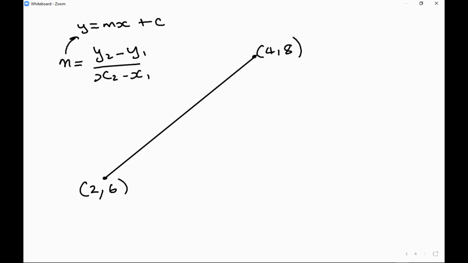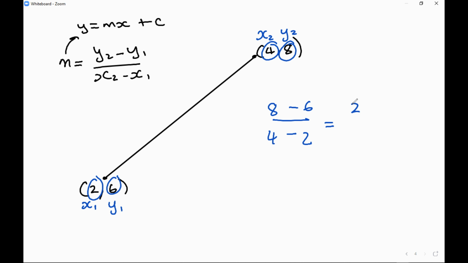All right, go ahead, type your answers in. I'll give you a second. If you've got your answers already, well done. All right, let's go through this one now. So I'm going to choose the bottom one to be x1, y1, and the top one to be x2, y2. Some really good answers there. So I got 8, which is there, minus 6, over 4, minus 2, and that's where we started from. That comes to 2 over 2, which is equal to 1. So my gradient is equal to 1. Okay, well done.